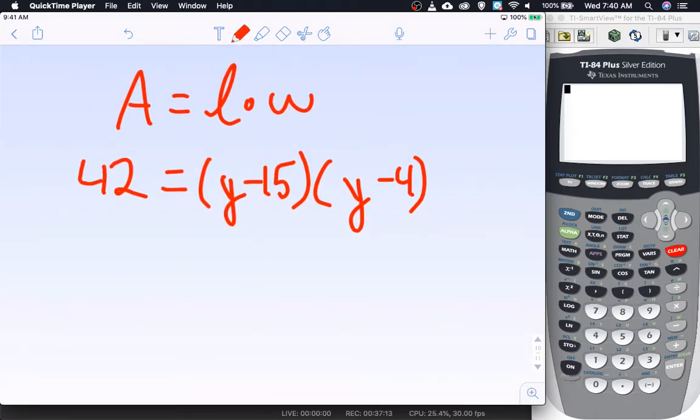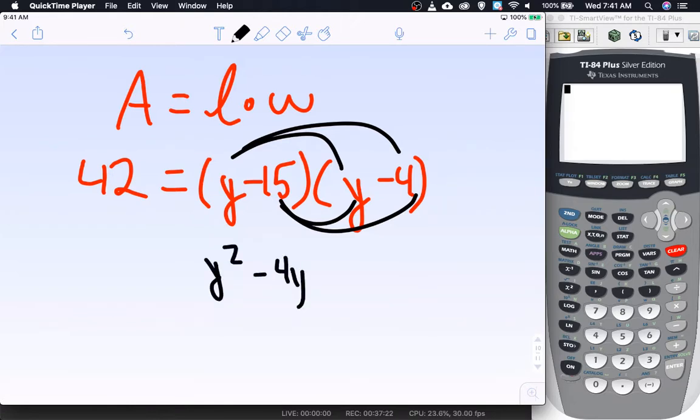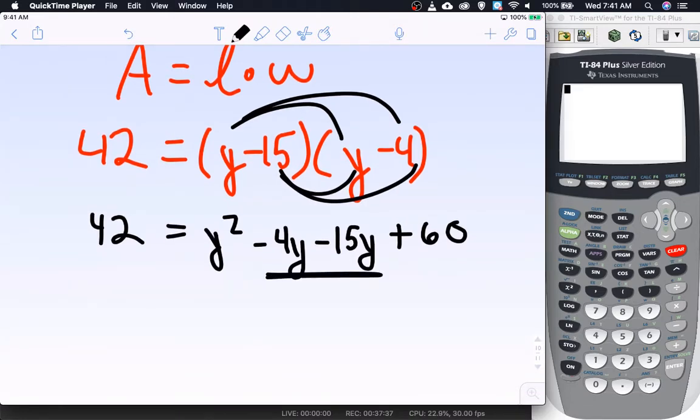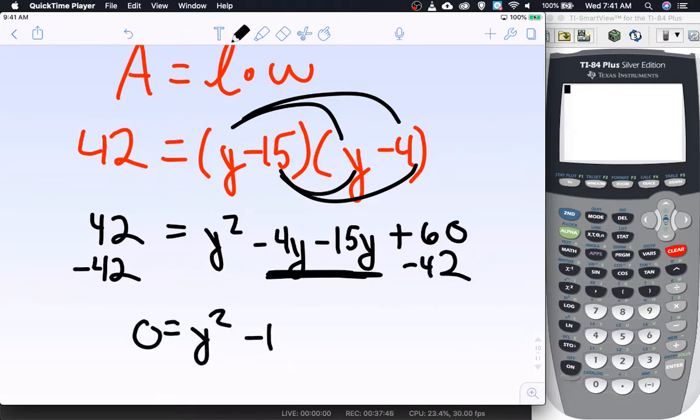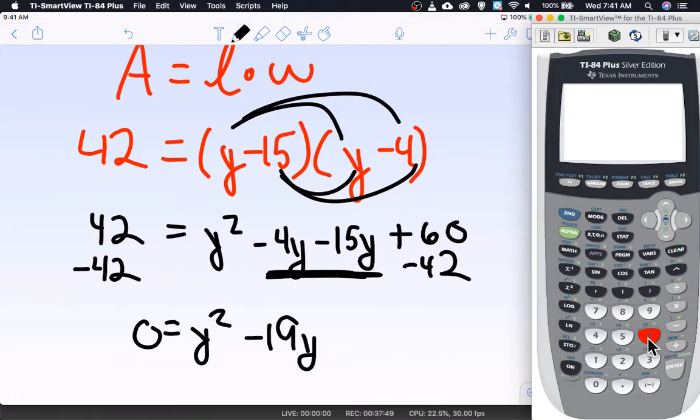So this one takes a little bit of work. We are going to have to distribute this. Multiply that out. Y squared minus 4y minus 15y plus 60 equals 42. I'm going to do 2 things in the next step. I'm going to combine those together. I'm also going to subtract 42 on both sides. So I have 0 equals y squared minus 19y, and 60 minus 42 should be 18, but I just wanted to double check early in the morning.